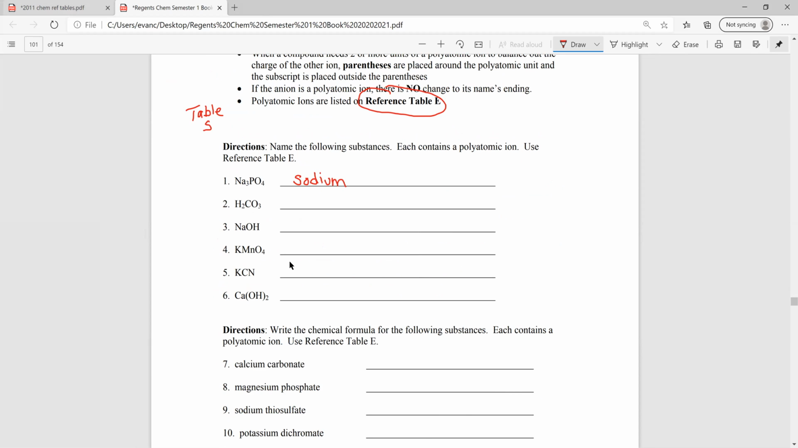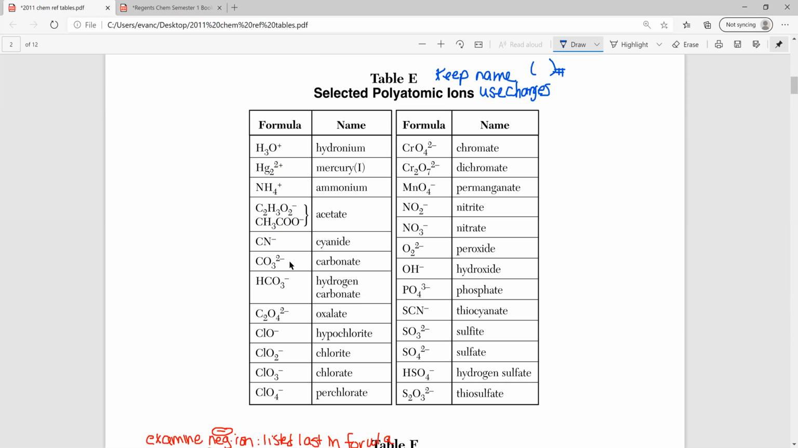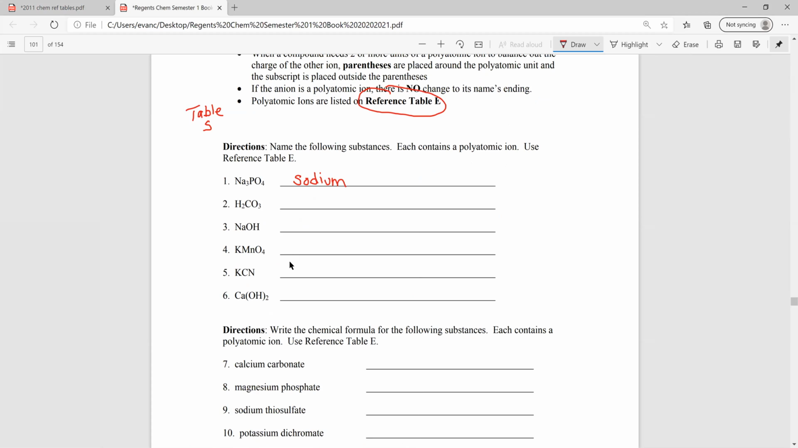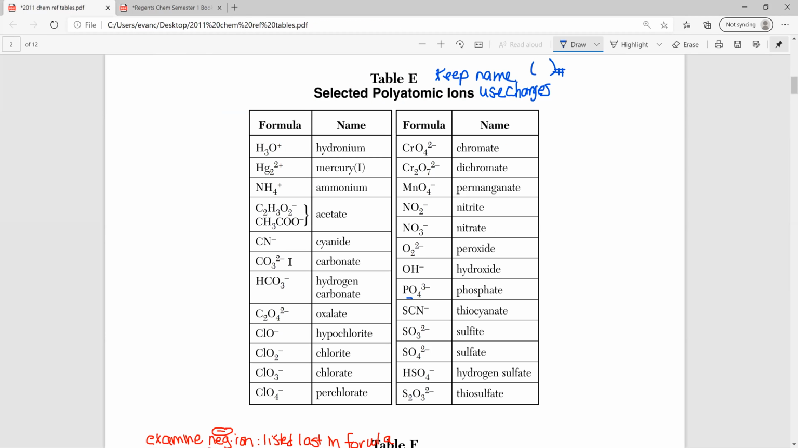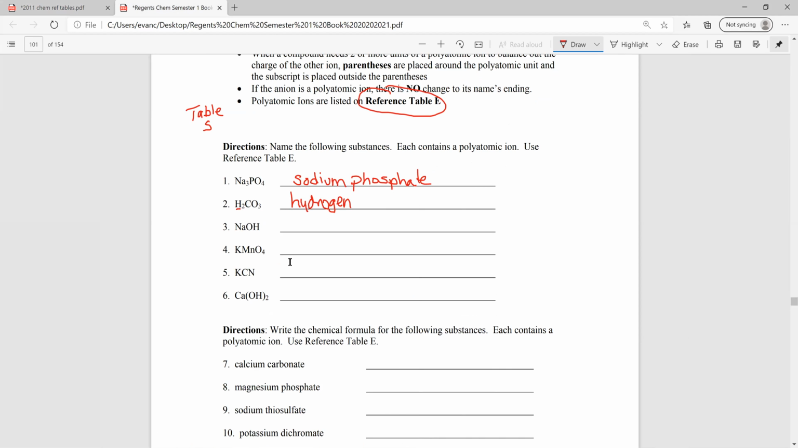And now I need PO4. So I have more than two elements, so that means I always have to use table E. So I'm going to find PO4, and that's right here. And I'm going to copy down exactly what it says. It says phosphate, so that is phosphate. So our next one, I'm going to name the first element hydrogen. And now I'm going to find CO3 on table E. It's right here, and that's carbonate. So I'm going to copy that down exactly, carbonate.